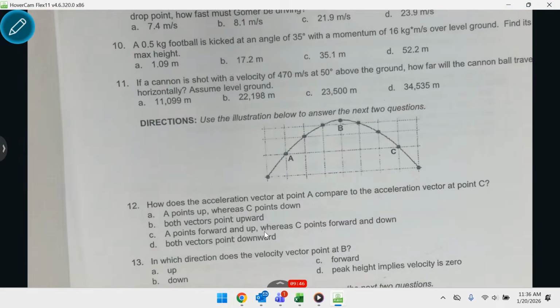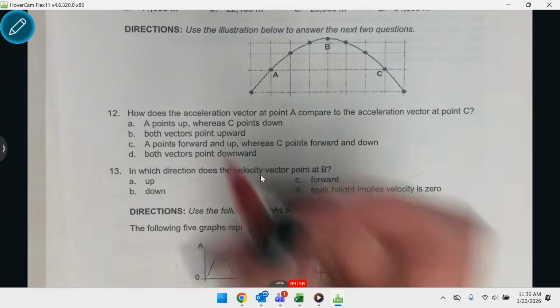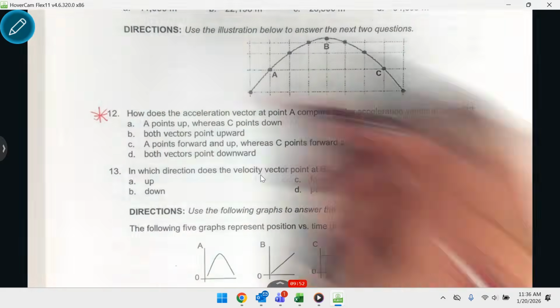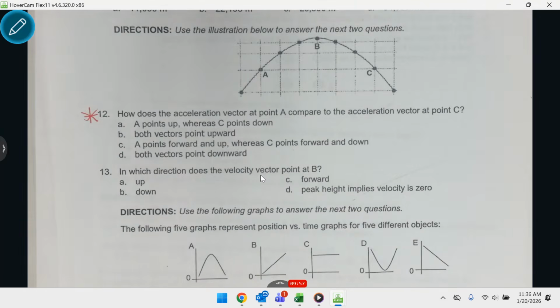And then we'll come back to and look for any other differences. So again, this question is new in this year's quiz. Let's see how you guys did on it. Number 12, 66%, so almost 2/3 of you got it right. But it says, how does the acceleration vector at point A compare to the acceleration vector at point C?